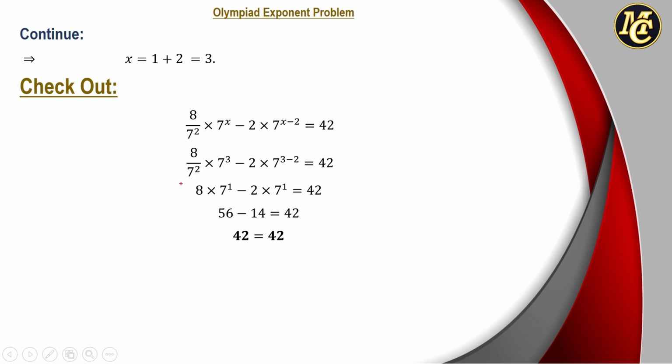8 multiplied by 7 is equal to 56, minus 2 multiplied by 7 is equal to 14, is equal to 42. 56 minus 14 is equal to 42, which is equal to 42. Therefore, the solution of the given equation is x is equal to 3.